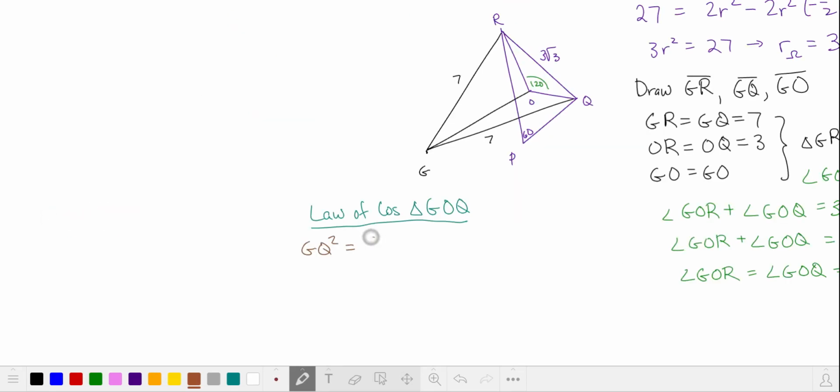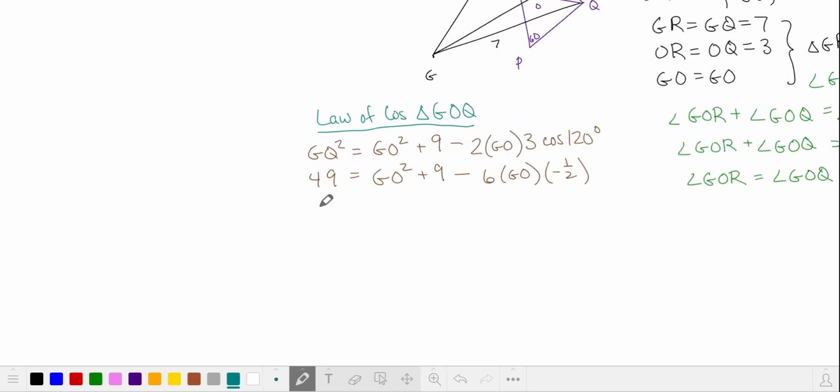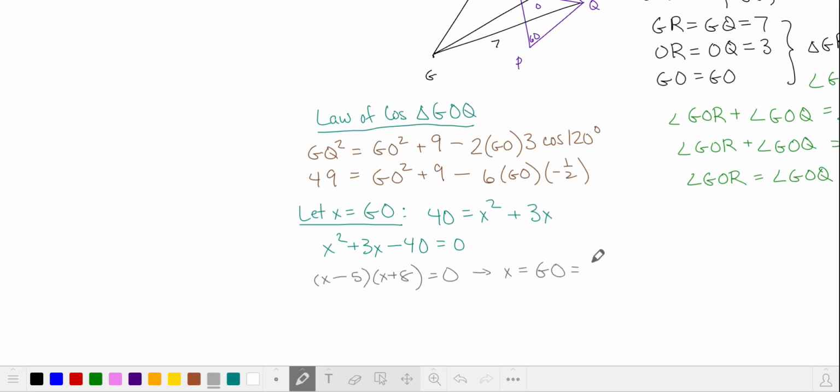We have GQ squared is equal to the square of GO plus the square of OQ, which is again the radius of circle omega, so that's the square of 3, minus 2 times the length GO times 3 times the cosine of angle GOQ, which we found is 120 degrees. We'll simplify and solve for GO. To make this easier, let's let x be equal to the length GO. And we'll factor the quadratic, which gives us a positive x, which is GO, and equal to 5.